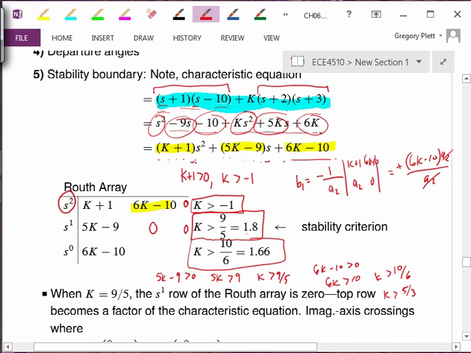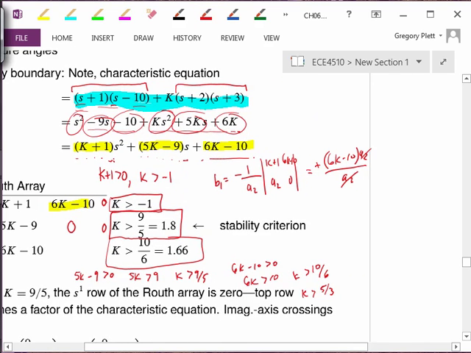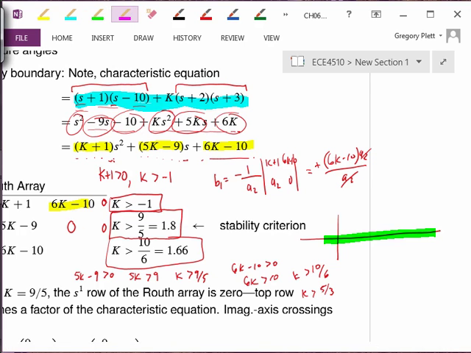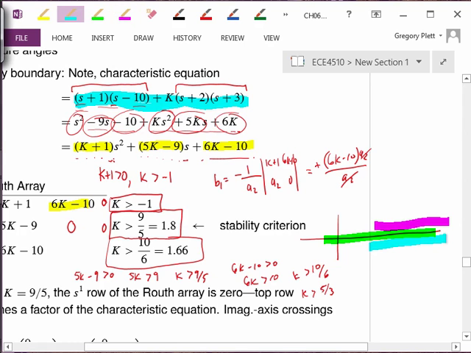Now remember, all three of these must be true simultaneously, so I find it helpful to do a number line. First criterion says k must be bigger than minus 1. The second criterion says k must be bigger than 9/5. The third criterion says k must be bigger than 10/6 or 5/3, which is like this. For all of them to be simultaneously true, k must be bigger than 9/5, which is 1.8. So that is our stability criterion.